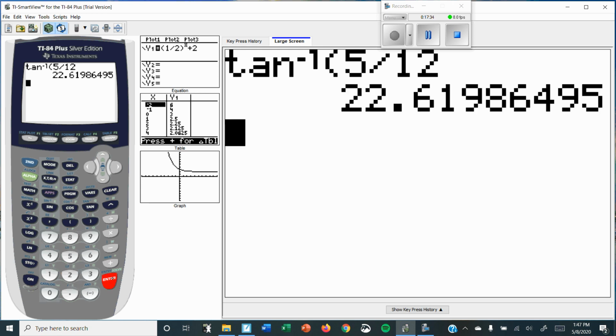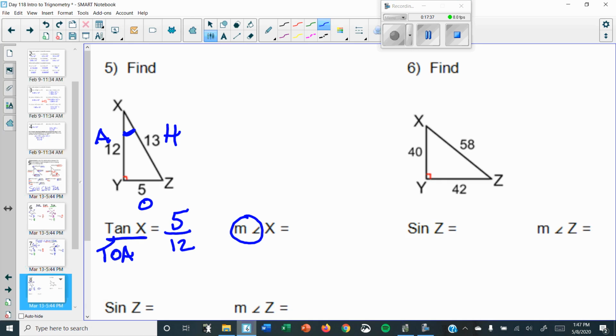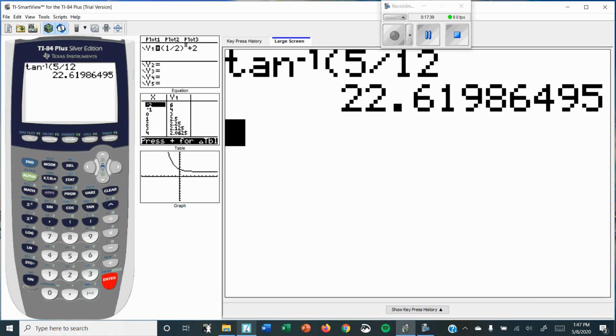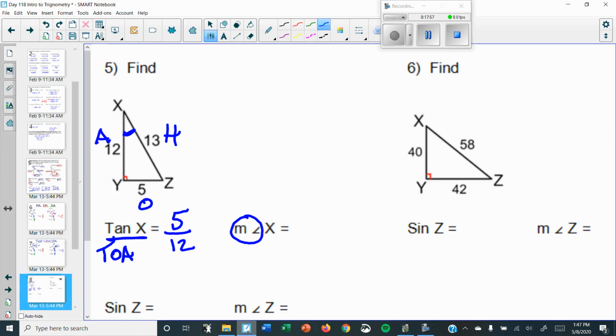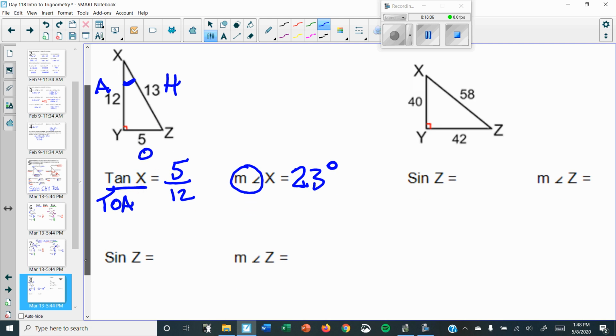Now, does it tell me what to round to? I don't think it does. So in that case, usually we round angles to the nearest whole number. So 0.6 makes it round up to 23. Now, if you did not get that, that's because you didn't switch the mode to degrees. That's why you have to do that first. So you would just type in 23, and then this is the degree symbol, and there's your answer. So it's 23 degrees. Okay?